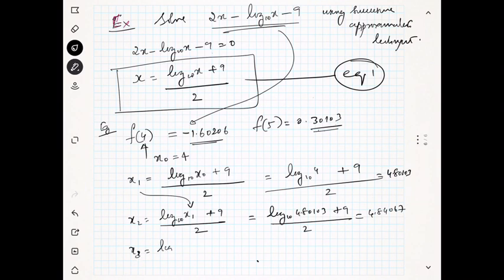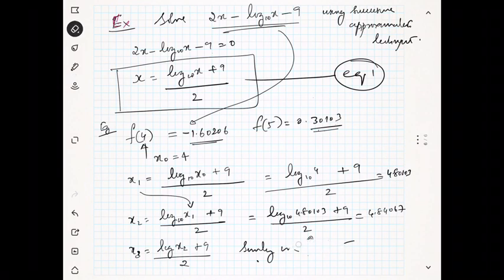Like this we will find x3. For finding x3 we will use x2. So this is the equation. Similarly we continue. Okay, we will continue like this. So this procedure will be continued and we will be finally getting the solution.